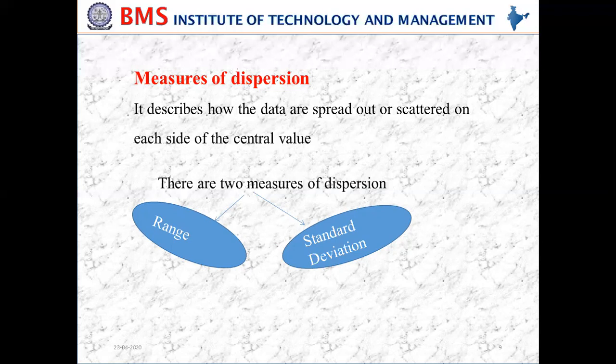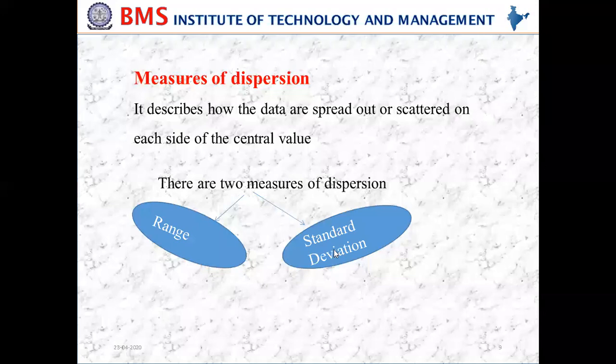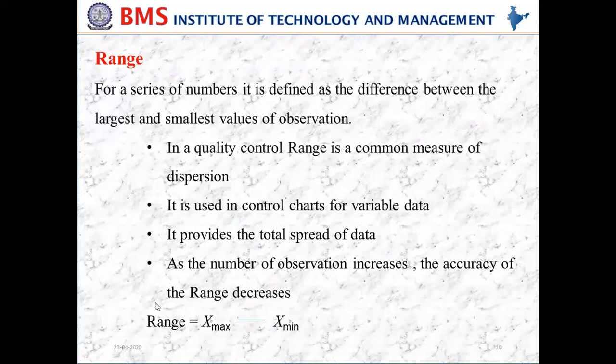There are two measures of dispersion. One is called range, the other one is called standard deviation. These are the two measures of dispersion. Now we'll discuss them one by one.